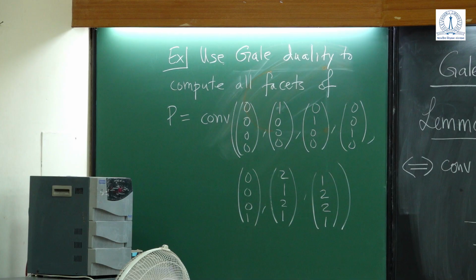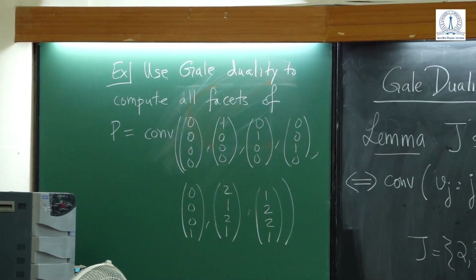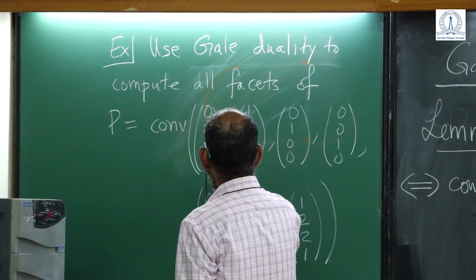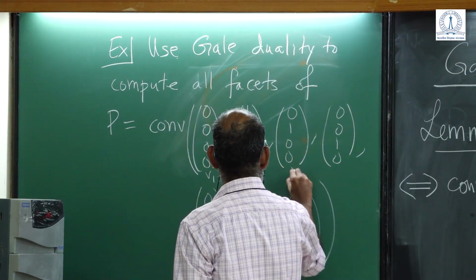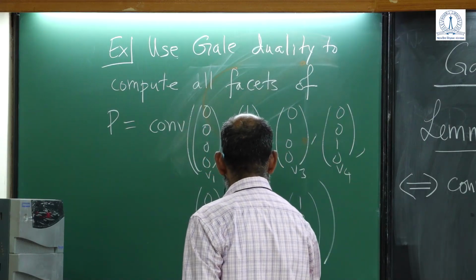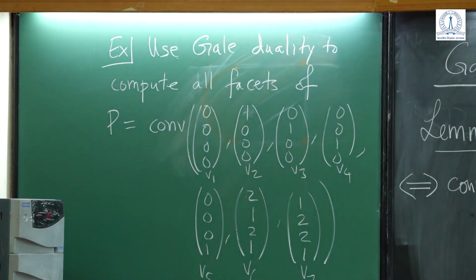Okay, so that's the polytope, right? So let's try to compute all its facets. So what is the A matrix? So remember we have to label them V1, V2, V3, V4, V5, V6, V7, right? So it has 7 vertices.